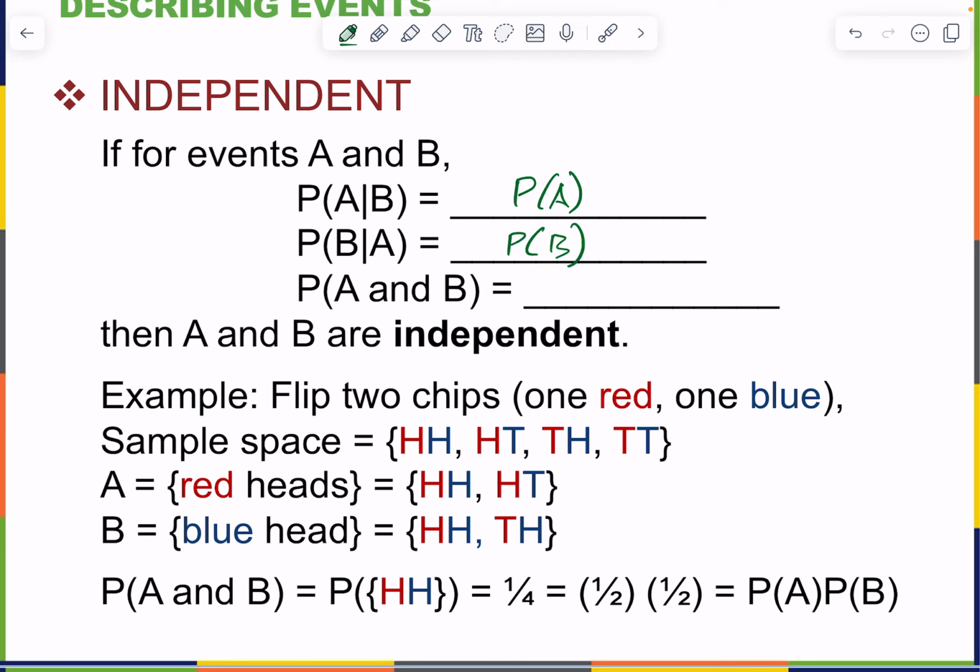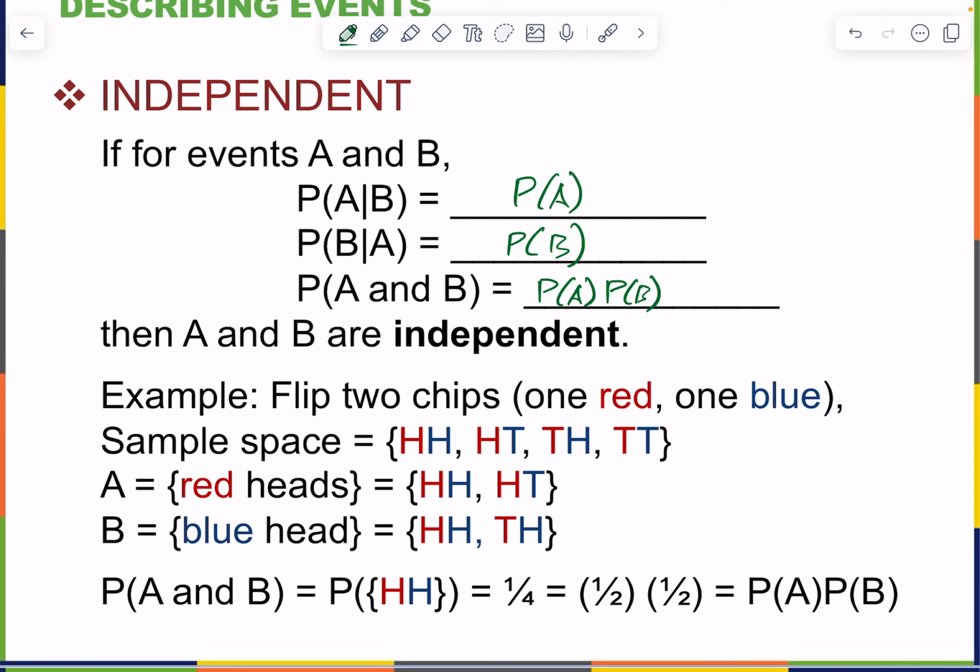If A occurs and it does not change the probability of B occurring, then they're independent. Basically, if the probability of A and B occurring is the product of the two probabilities, then they are independent. They just don't mess with each other.